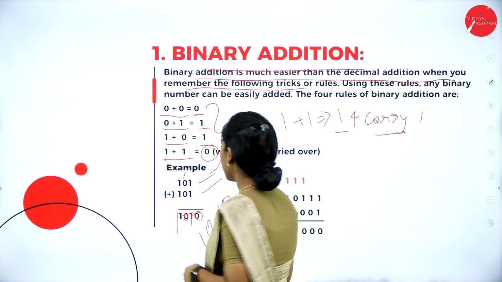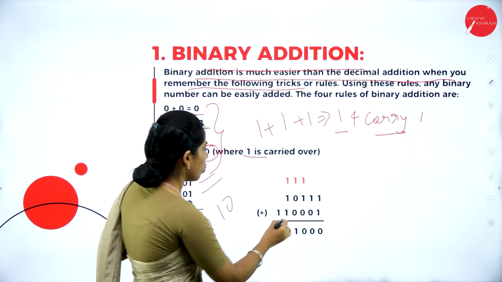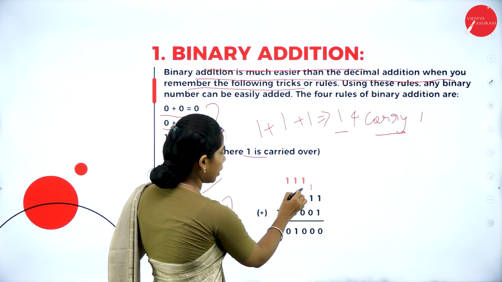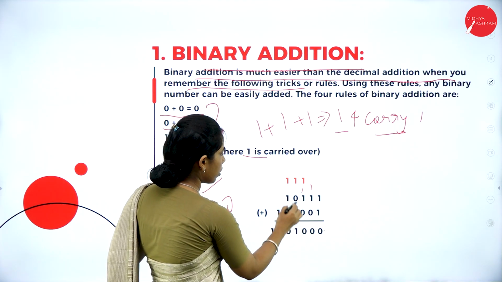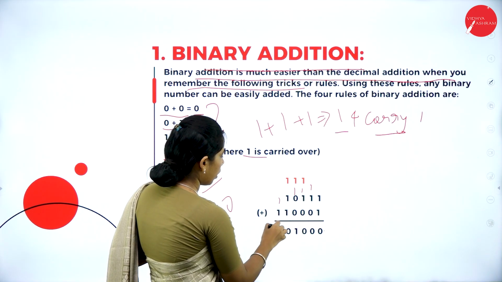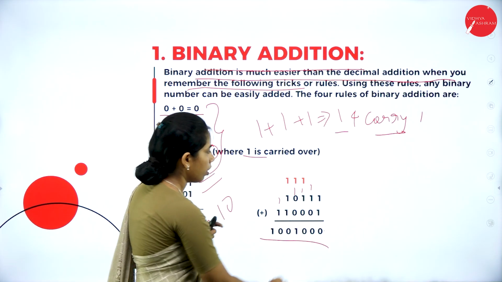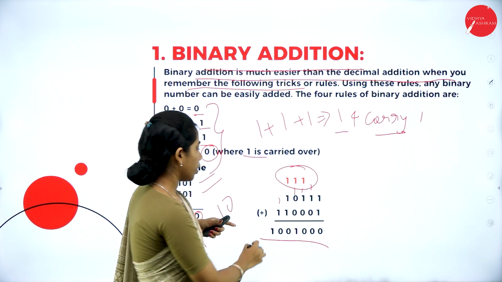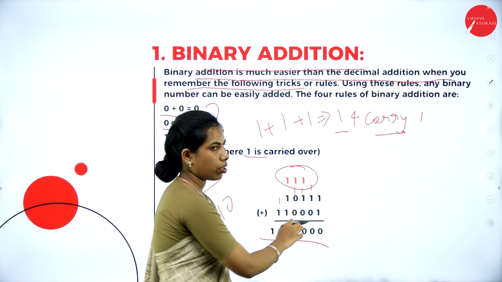Got it? So here you can see another example. 1 plus 1 is 0 with carry 1, again 1 plus 1 is 0 with carry 1, and again 1 plus 1 is 0 with carry 1, then 1 plus 1 plus 1 is 1 with carry 1, and 1 plus 1 is 0 with carry 1. So these are all the carries. That's why the result is 1001000.